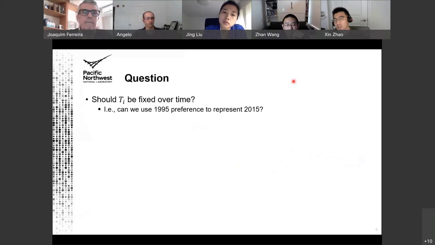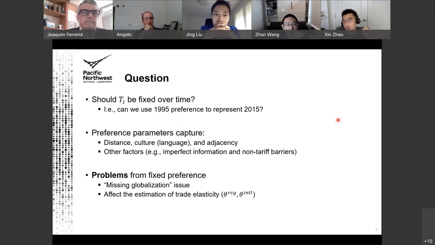So then it comes to the question: should those preference parameters, or say the distribution of those parameters, be fixed over time? Can we use those preferences in year 1995 to represent future periods? The answer is probably not, because based on a lot of related gravity literature, those preference parameters are capturing factors like relative distance and culture and adjacency across different regions, and also other factors such as imperfect information and non-tariff barriers. And a lot of those factors could be changing over time with changes in, for example, telecommunication technology or globalization and market integration.